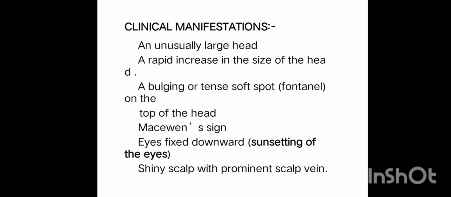So the clinical manifestation, from the first image itself it is very clear that the baby will be having an unusually large head, a rapid increase in the size of the head, a bulging or tense soft spot, fontanelle, on the top of the head, that is Macewen sign, or another sign is a sunsetting of the eyes, that is eyes fixed downward. Shiny scalp with a prominent scalp vein. So these are some of the clinical manifestations, like the Macewen sign is otherwise known as cracked pot sign.